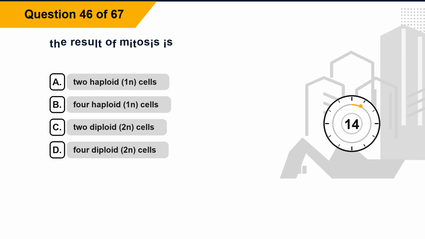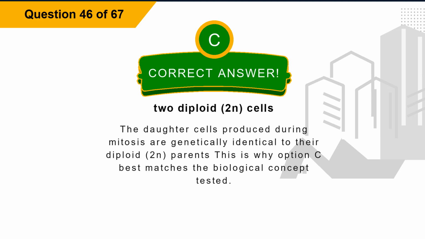Question 46. The result of mitosis is: option A, 2 haploid, 1N, cells. Option B, 4 haploid, 1N, cells. Option C, 2 diploid, 2N, cells. Option D, 4 diploid, 2N, cells. The correct answer is option C, 2 diploid, 2N, cells. Explanation: the daughter cells produced during mitosis are genetically identical to their diploid, 2N, parents. This is why option C best matches the biological concept tested.